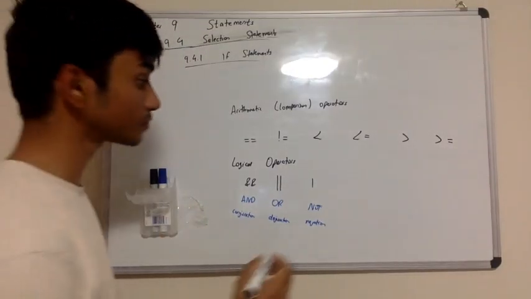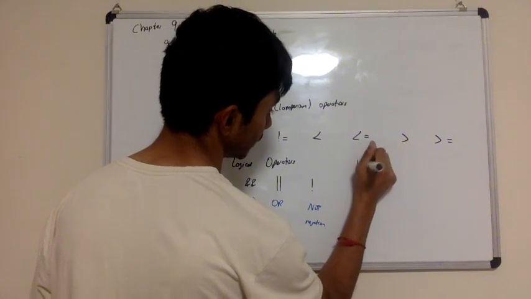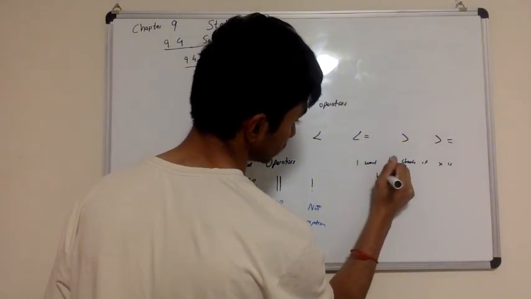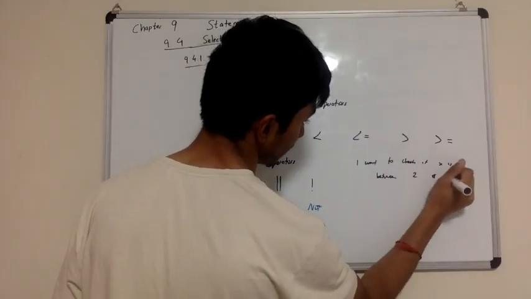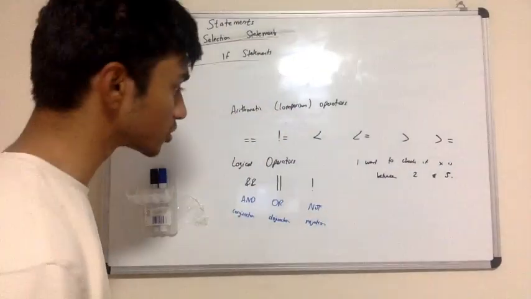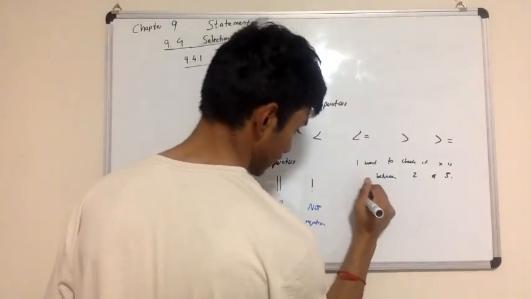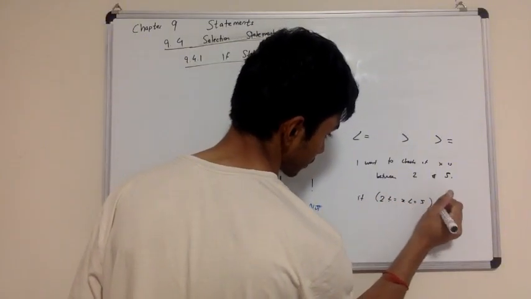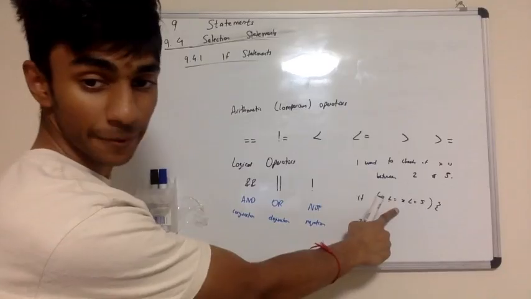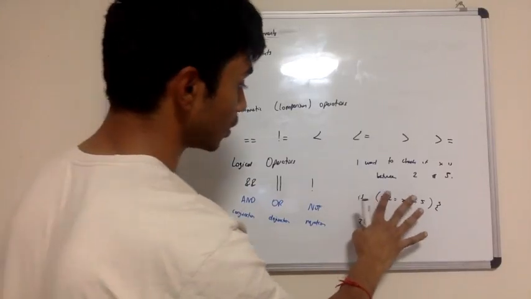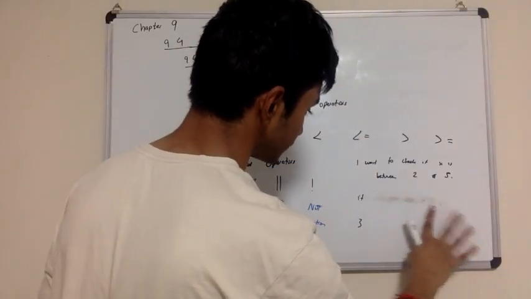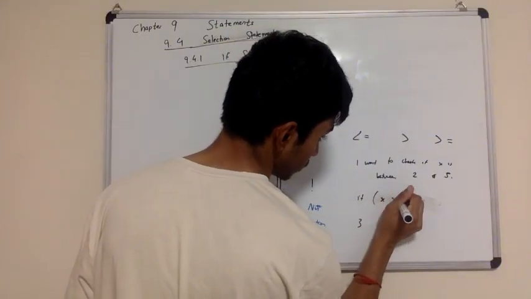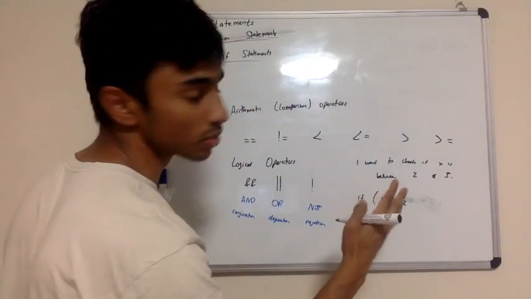So for example, let's say I want to check if x is between 2 and 5. Unfortunately, as far as I'm aware, you cannot do something like this: if 2 less than or equal to x less than or equal to 5. I don't think this works. It would be nice if it did, but I don't think it works in C++. What you would generally have to do here is something like this: if x is greater than or equal to 2, we'll say inclusive, so 2 and 5 also work.